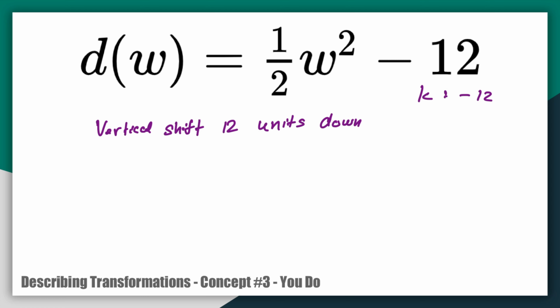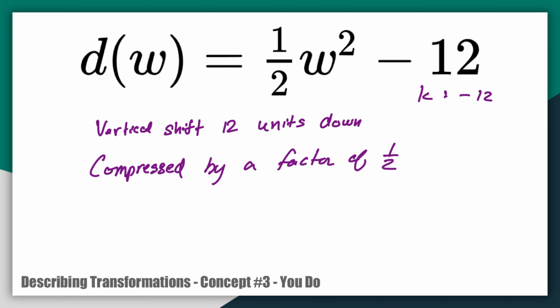And then we have 1/2 for a, so that's compression, right? So we would say compressed, or you might hear shrunk, compressed by a factor of 1/2, okay? And because there was no horizontal shift, we didn't write that, okay?